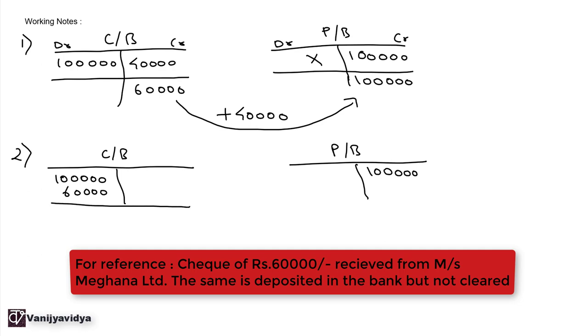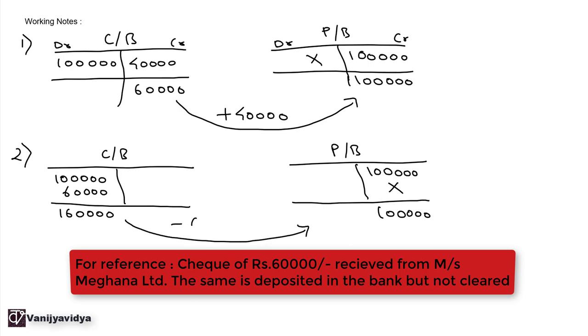Now, it is not cleared, so it won't appear in our passbook. So, balance as per cash book is 1,60,000. Balance as per passbook is 1 lakh. Now we have to move from cash book to passbook, so we have to reduce 60,000 in the bank reconciliation statement.